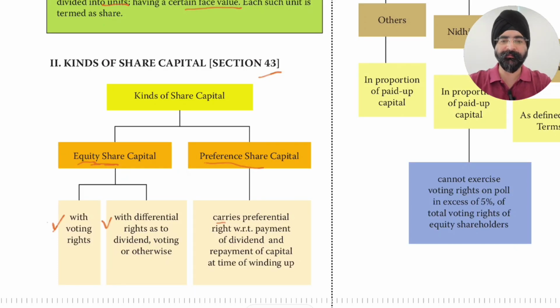Preference shares carry a preferential right with respect to payment of dividend and repayment of capital at the time of winding up. So preference shares carry two rights: preferential right as to payment of dividend, and repayment of capital at the time of winding up. Plus, they also carry voting rights after 2 years of non-payment of dividend, which we will cover later.